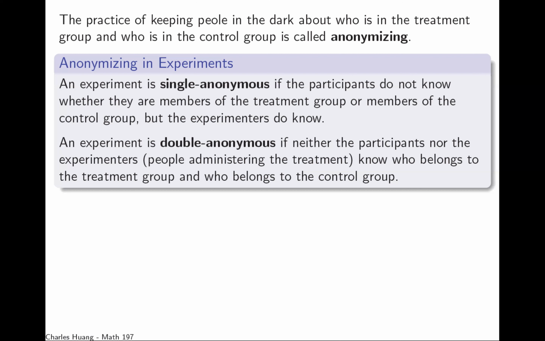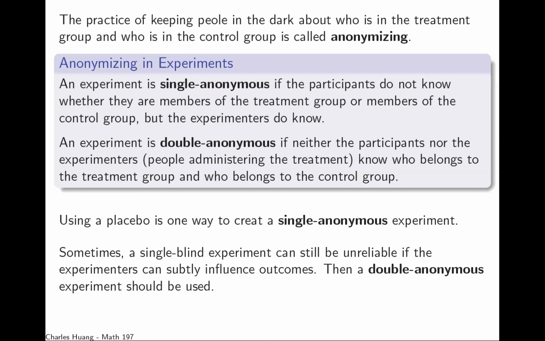So it is important for the people doing the treatment and doing the measurement to not know which group the sample belongs to, whether people belong to the treatment group or the control group. In this situation, if the participant doesn't know and the experimenter doesn't know which group these participants belong to, this is called double anonymous.